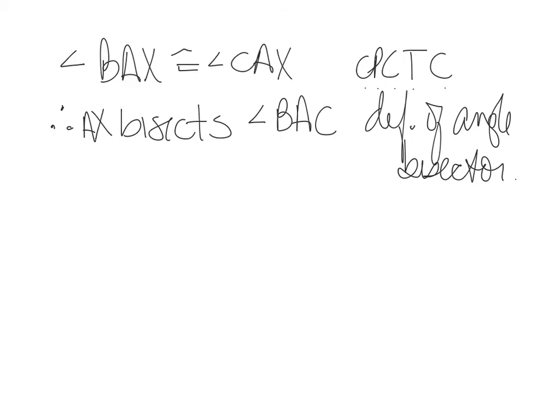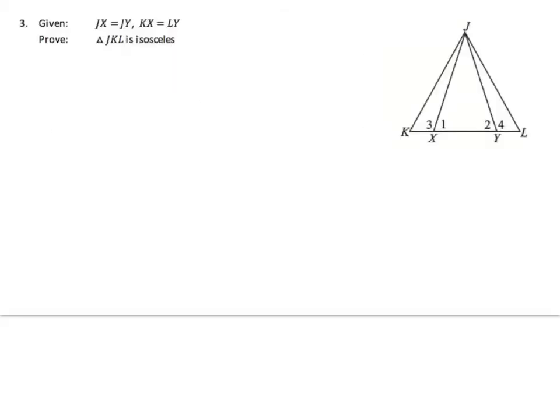Phew. Let's try the third one. Given JX equals JY and KX equals LY, let's prove that triangle JKL is isosceles. Okay, let's write down what we know. I've got JX equal JY and KX equals LY. So these are congruent, those are congruent. That's given. Actually, that's not right. Let's mark the right things. I'm going to mark it in a different color so I can see better. Those are congruent, and those are congruent.